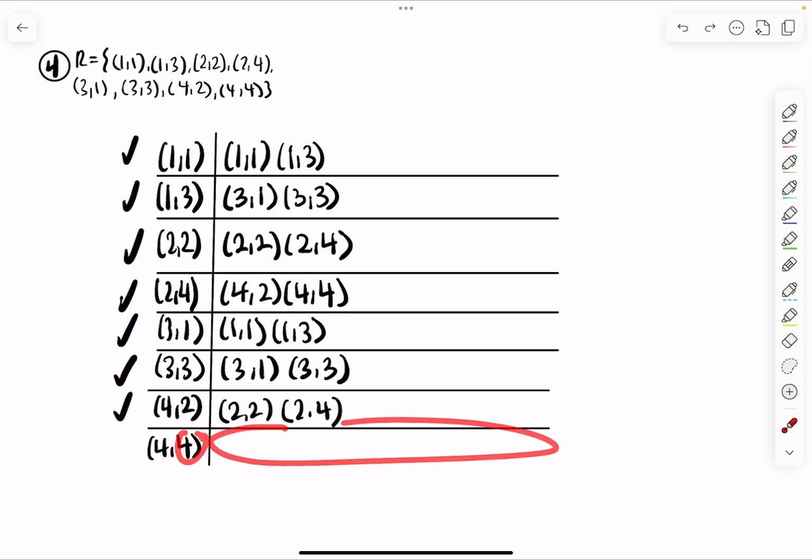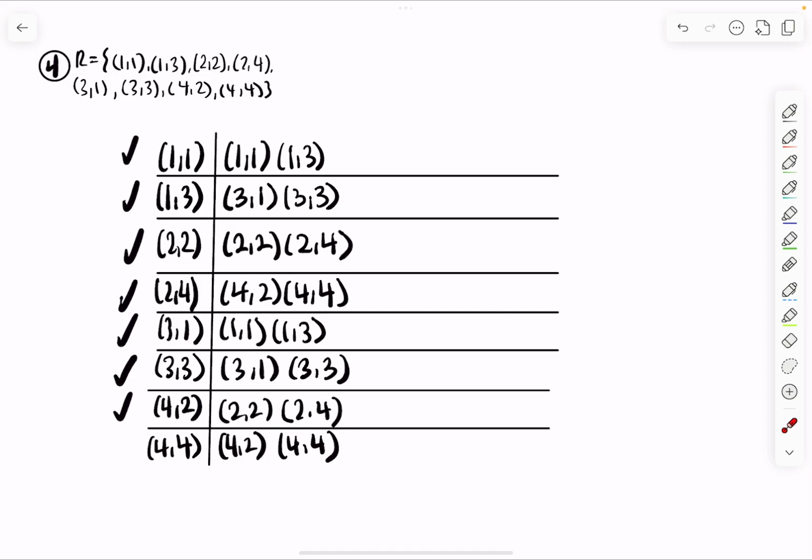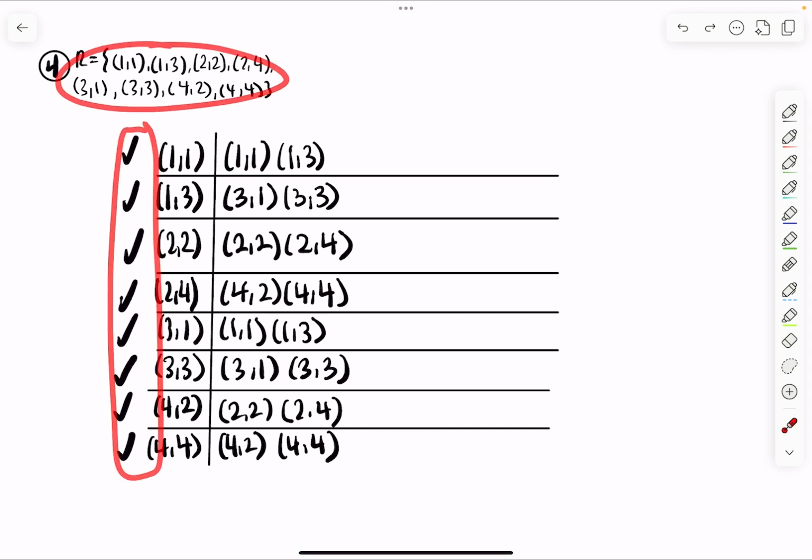All the points that are going to go here start with 4. Out of all of these, which ones start with 4? This one and this one. So (4,2) is going to go here, (4,4) is going to go here, and then again, same pattern. Is (4,2) a point in this relation? Do I see (4,2) here? Yes. Is (4,4) a point in this relation? Do I see (4,4) here? Yes. I'm done with all of the points in this row, so I'm done with this point. Because all of them are check marks, this relation is transitive.